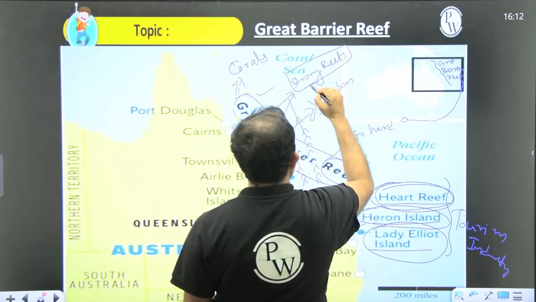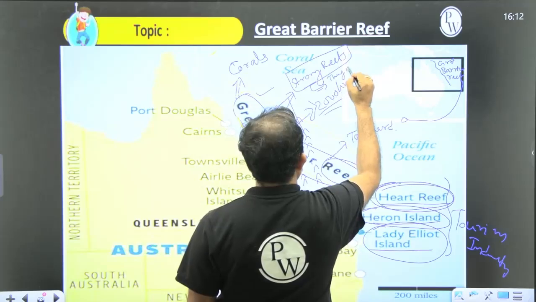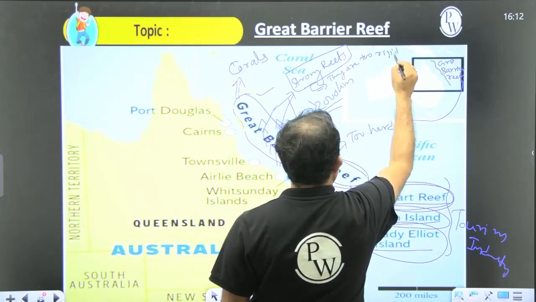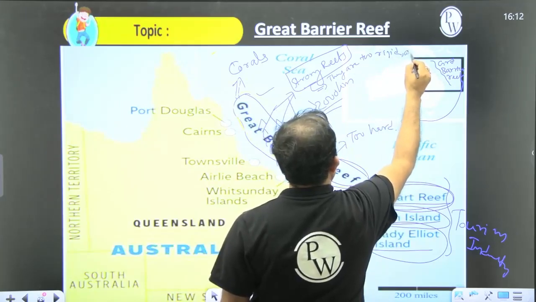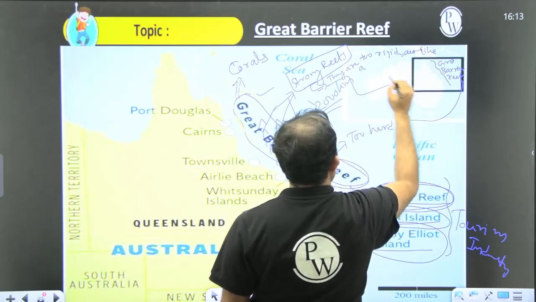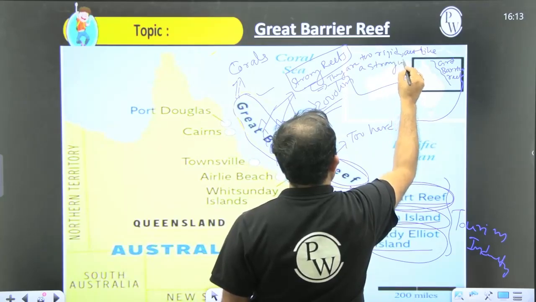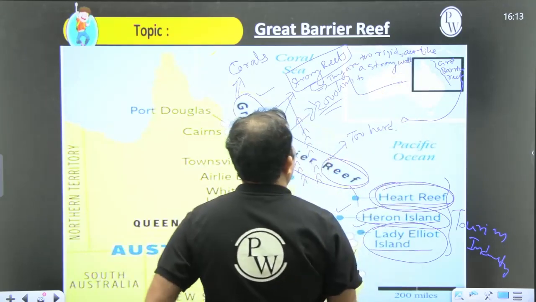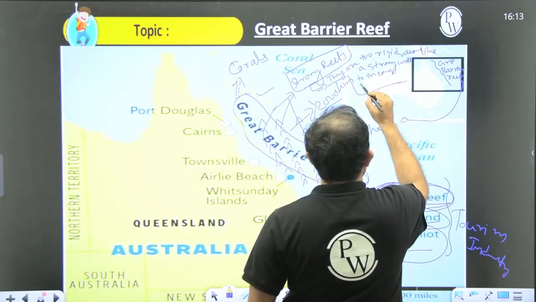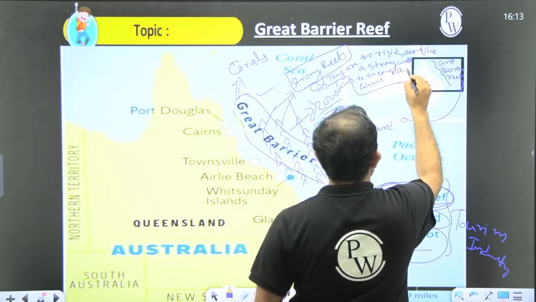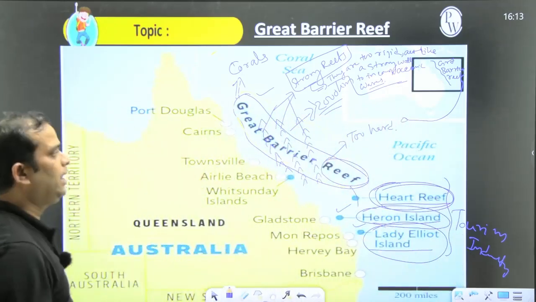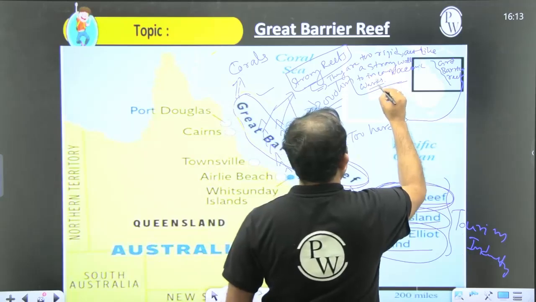Or I can write here, they are too rigid, that act like a strong wall to the incoming waves, oceanic waves. Towards the incoming oceanic waves, I can say. So strong walls, these are, right?